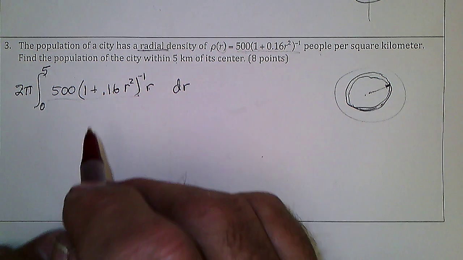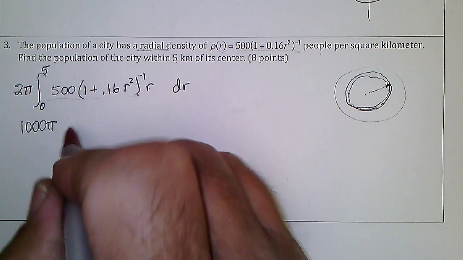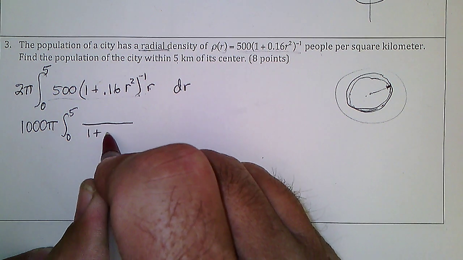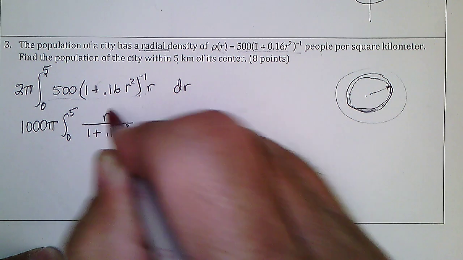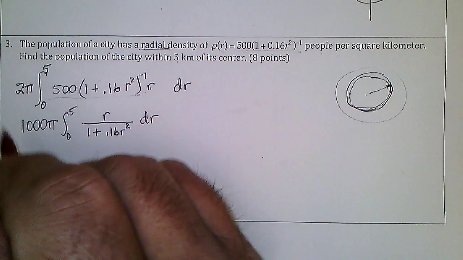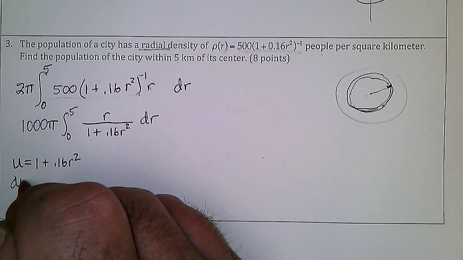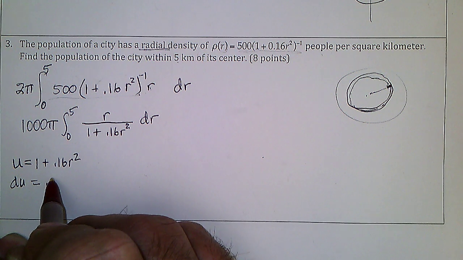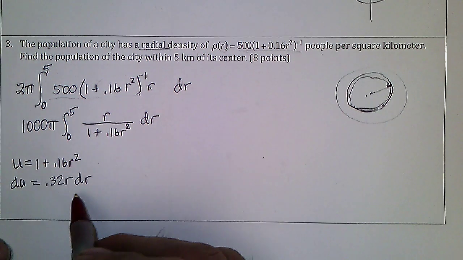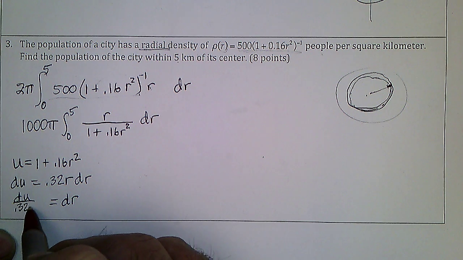So that would be, the 500 would come out and we get 1,000 pi, and this would be the integral from 0 to 5. This is to the minus 1, so that would be in the denominator, 1 plus 0.16 r squared with an r in the numerator, dr. And it looks like the derivative of the denominator will produce an r, so I'm going to let u be the denominator, 1 plus 0.16 r squared. du would equal 0.32 r dr, 2 times 0.16. Divide by that, and dr's replacement will be du over 0.32 r.